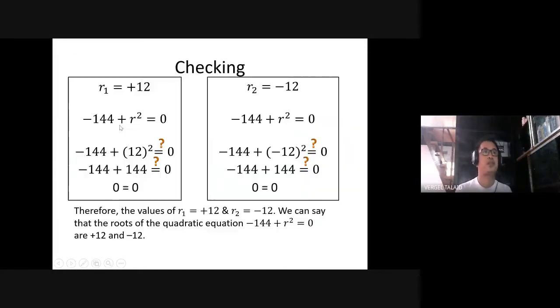To check, substitute the value of r. If r is equal to 12, 12 squared is 144, plus negative 144 is equal to 0. So r sub 2 is negative 12. Negative 12 squared is 144, plus negative 144, that is 0, is equal to 0. Therefore, the roots of the quadratic equation are positive 12 and negative 12.